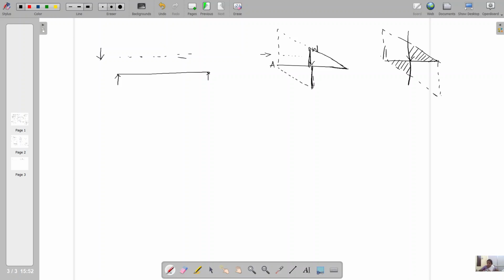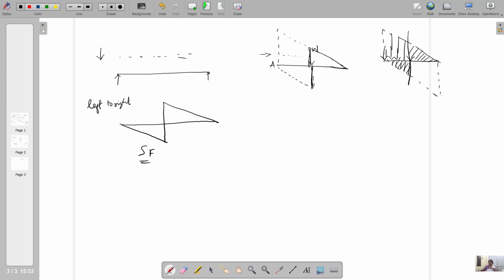Because when the load is placed at A, we have a maximum positive shear force here. But at the instant the load moves towards the right side, the positive shear will be reduced linearly. And at the same time, the negative shear force will be increased in a linear manner. So, the shear force variation when a point load is moving from left to right is like this.